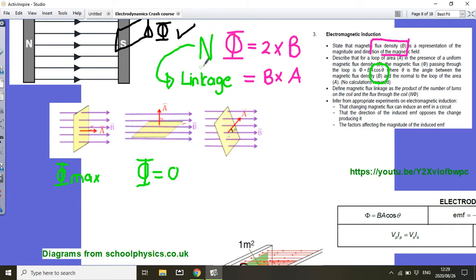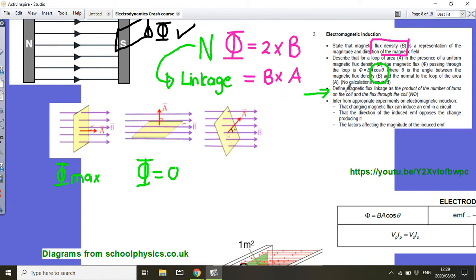Also, remember there's no real calculations in this topic. You're going to have to use these equations to explain things rather than calculate. So magnetic flux linkage is just N times phi, as it is in the definition here. Magnetic flux linkage is just the number of turns times the flux.